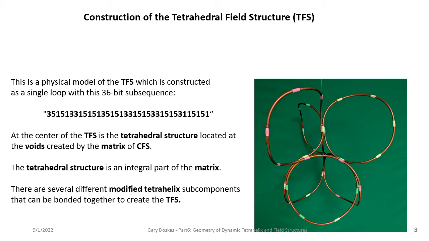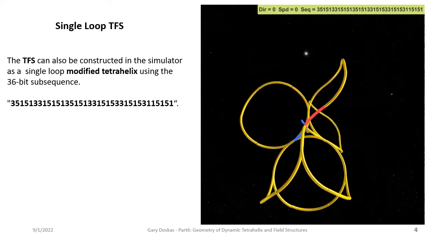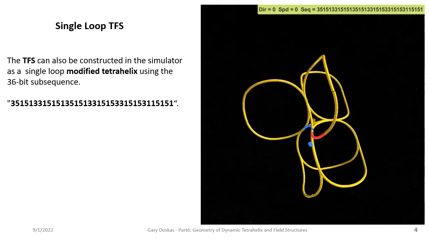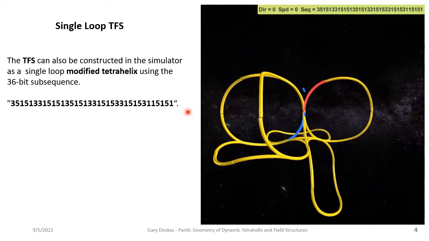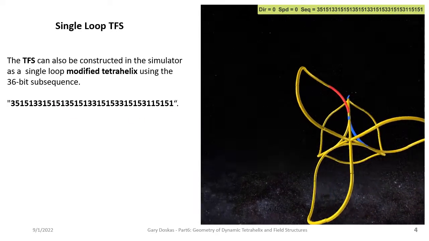There are several different modified tetrahelix subcomponents that can be bonded together to create the TFS. Single loop TFS. The TFS can also be constructed in the simulator as a single-loop modified tetrahelix using the 36-bit subsequence as seen here. This video shows an illustration of this TFS.